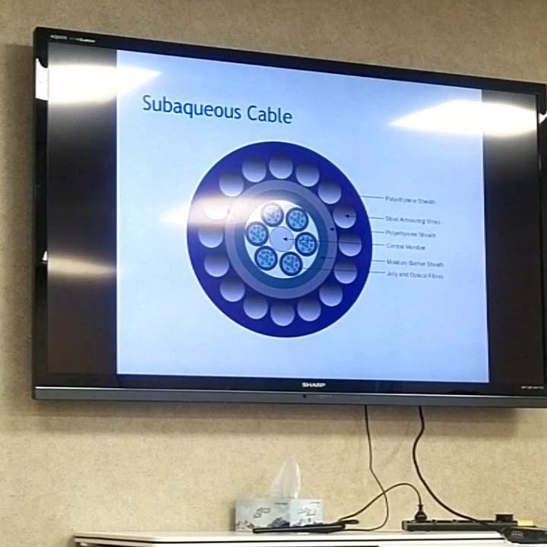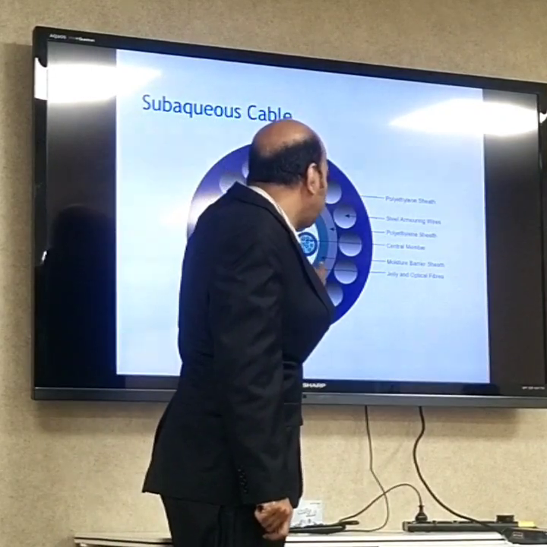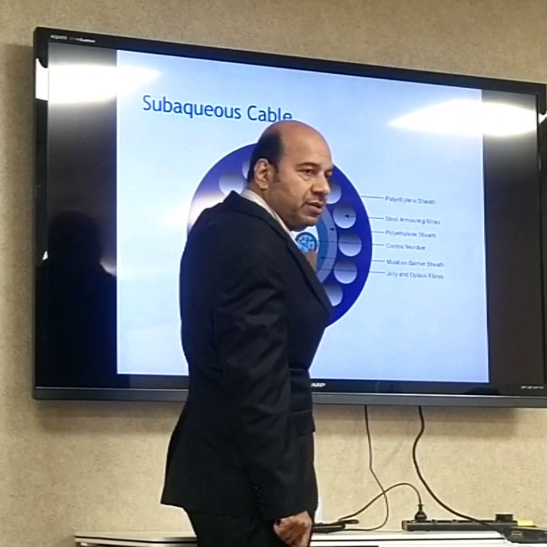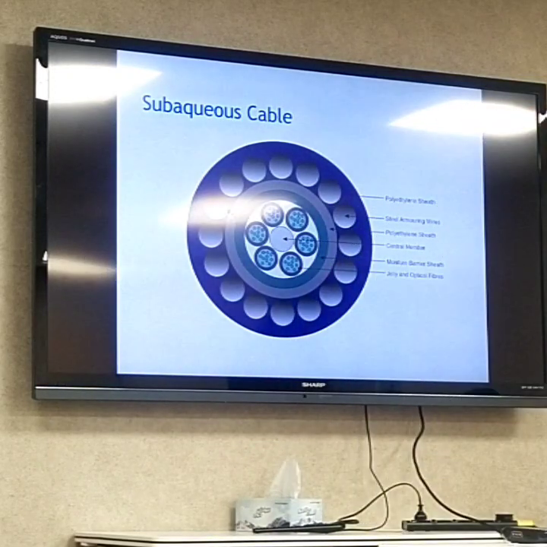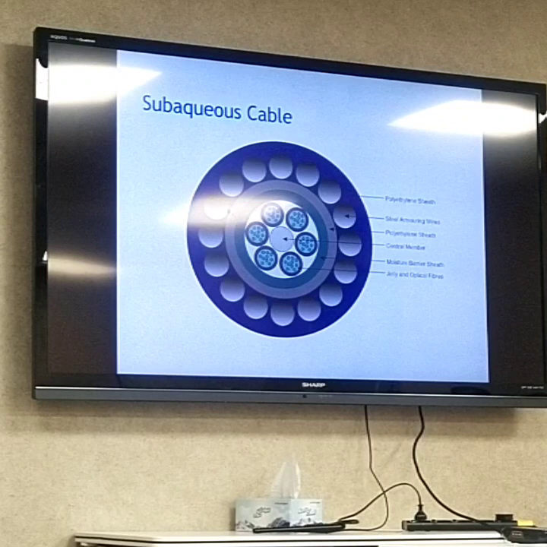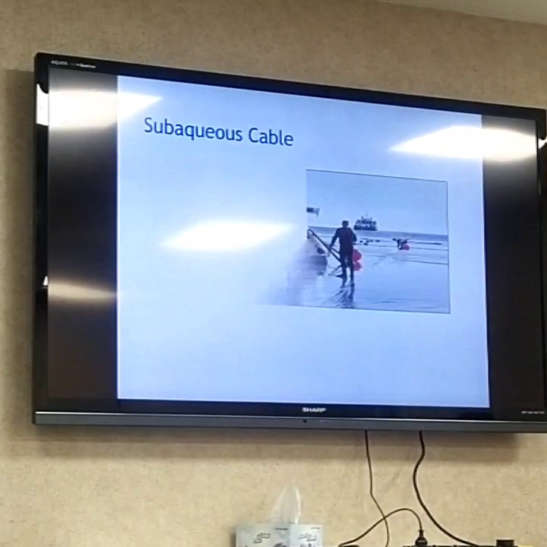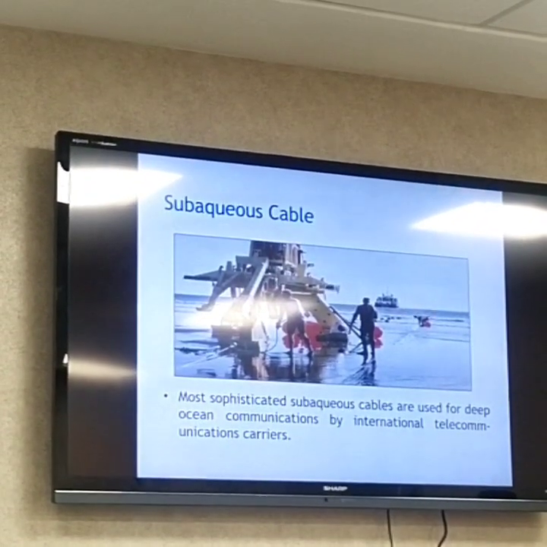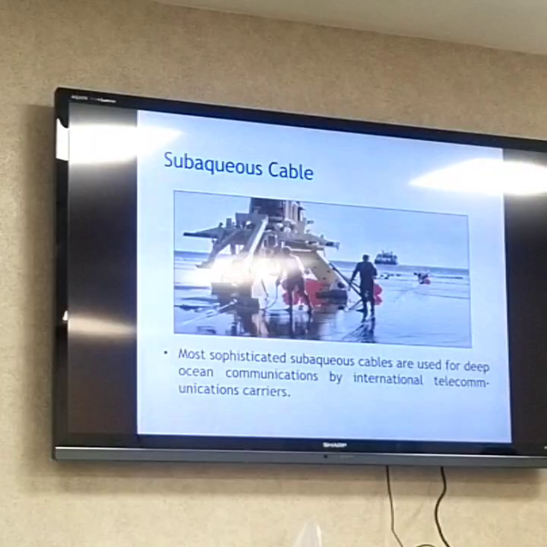This is the construction of subaqueous cables. Again, this is a steel member. Yes, this is the moisture barrier sheath. Remember, steel armor wire immediately below the polyethylene sheath. This is the fiber itself, jelly filling tube, buffer tube. This is a picture of people laying subaqueous cable. Most sophisticated subaqueous cables are used for deep ocean communication by international telecommunication carriers overseas.